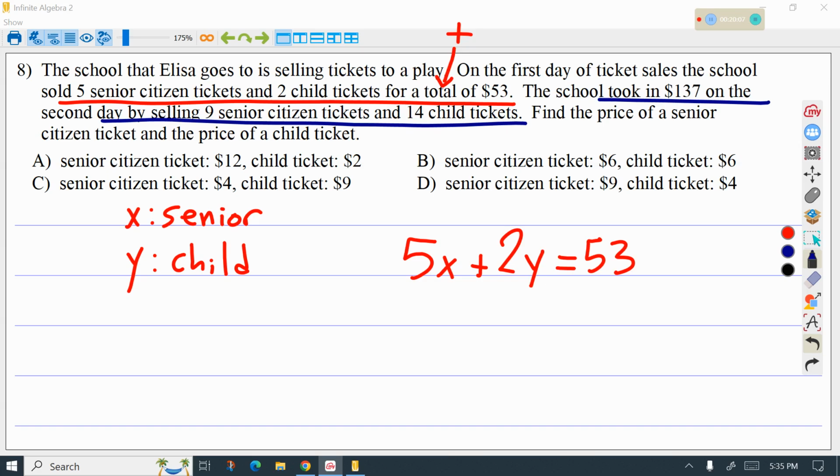I'm going to write the equation right now, so pause it if you're going to try to learn on your own. You should have 9x plus 14y equals 137. And now we have this system. So now what I'd like you to do is figure out which one of these combinations, right? Don't forget, again, the senior citizen ticket is X and the child ticket is Y. Which one of these A, B, C, and D, which one of those numbers would make both of these equations true?